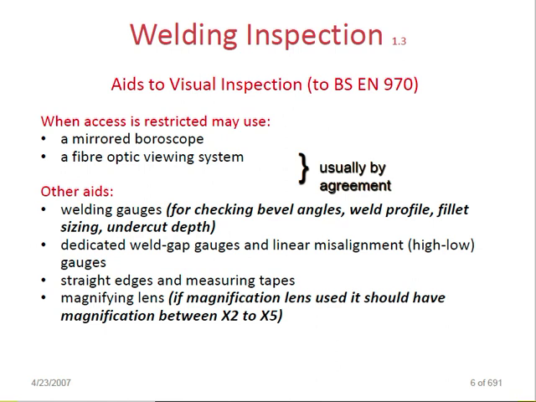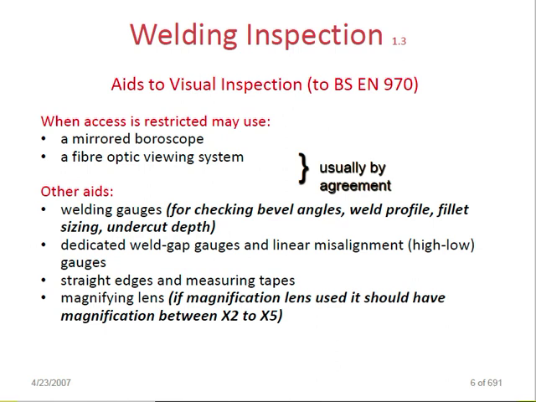Other aids like welding gauges are used for checking bevel angle, weld profile, fillet sizing, undercut. I will show you the welding gauges in the next page. Welding gauges can check bevel angle, weld profile, fillet sizing, undercut. Then the dedicated weld gap gauge and linear misalignment gauge, called the hi-lo gauge. Hi-lo gauge means the weld gap.